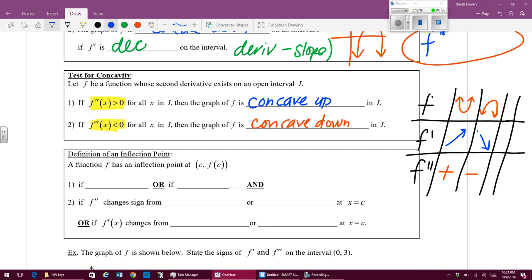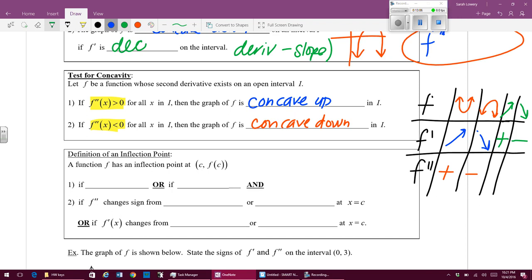I also know that if my first derivative is positive, my function will be increasing. If my first derivative is negative, my function will be decreasing. So it's almost like it works backwards. Second derivative tells us about concavity. First derivative tells us about increasing or decreasing, but we can almost work backwards one step.